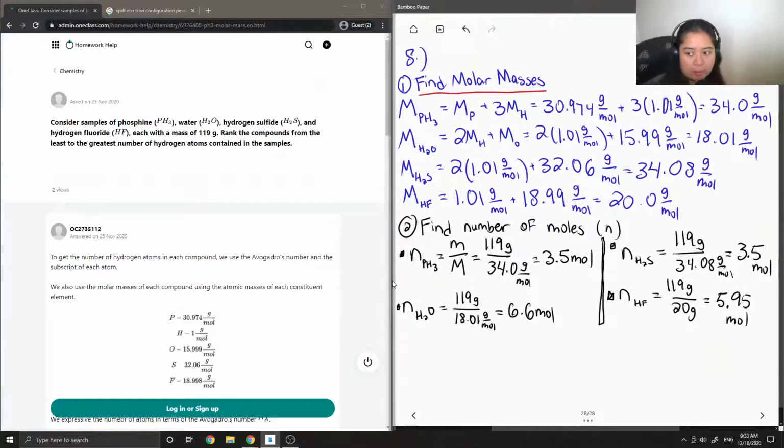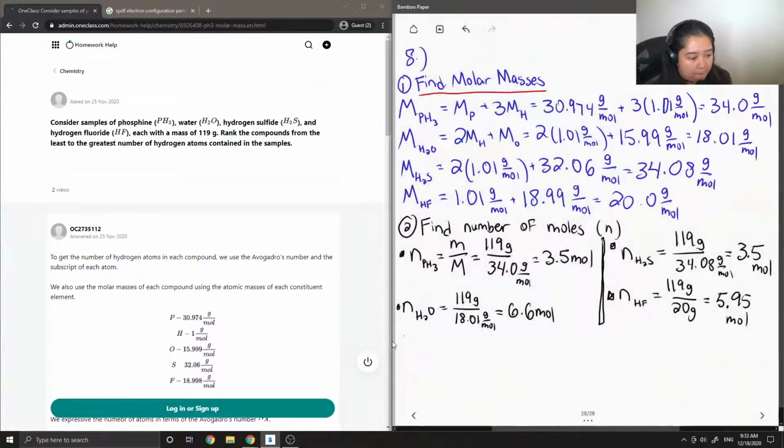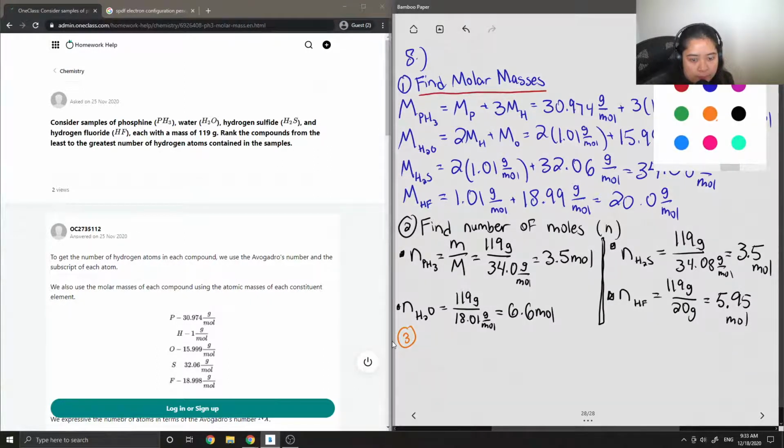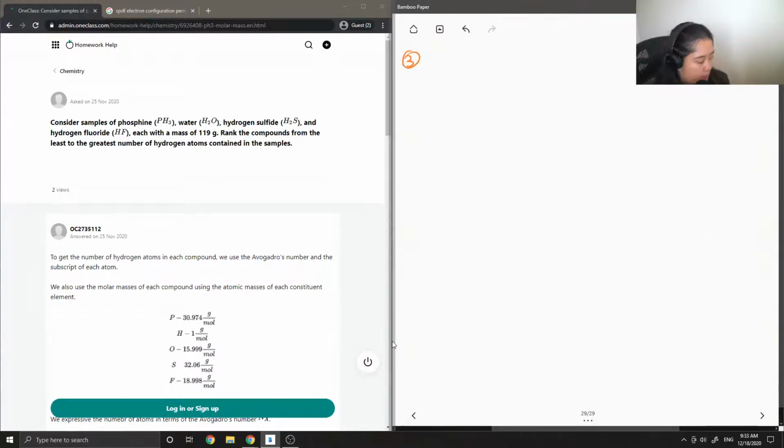Okay, so now that we have all of the number of moles, we want to find out the greatest number of hydrogen atoms contained in the sample. So for part 3, maybe I'll do this on another page just so that we have more room. Step 3 is just to multiply by Avogadro's number, and also by how many atoms of hydrogen there are in each compound.